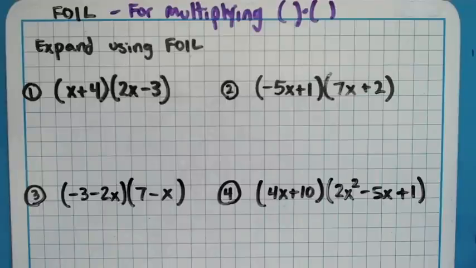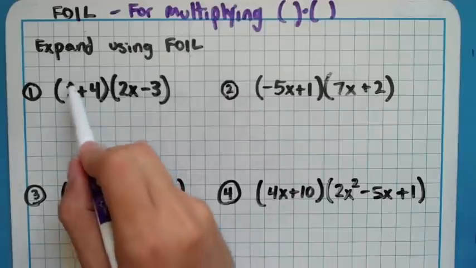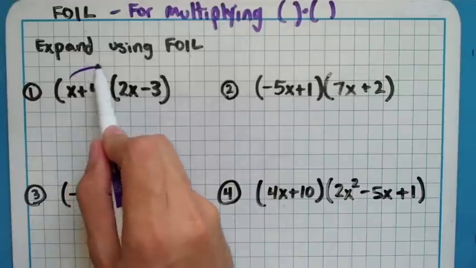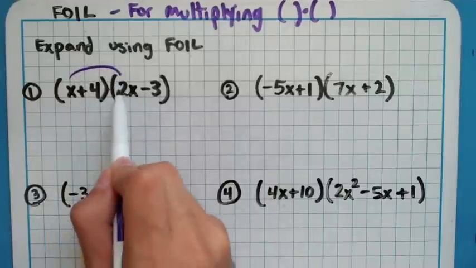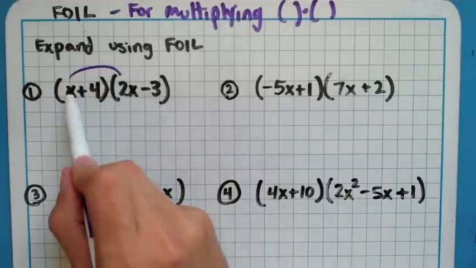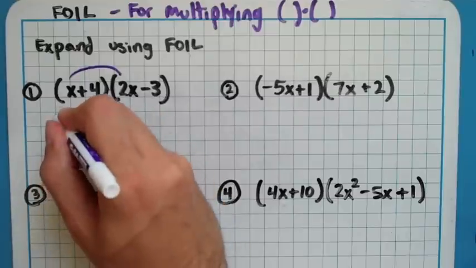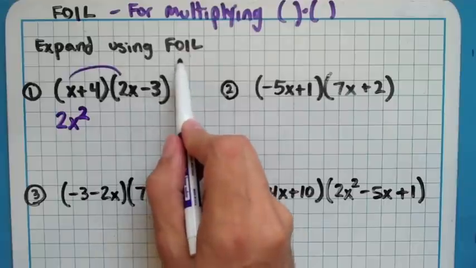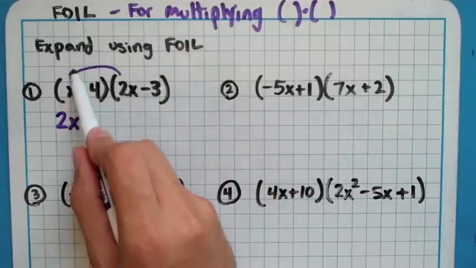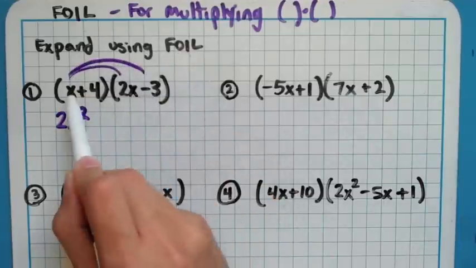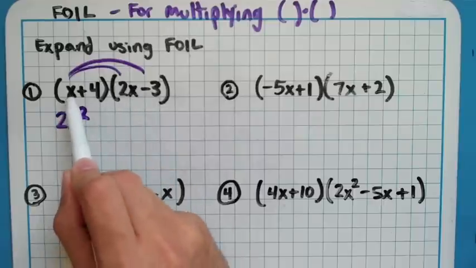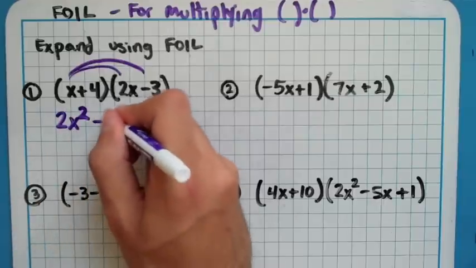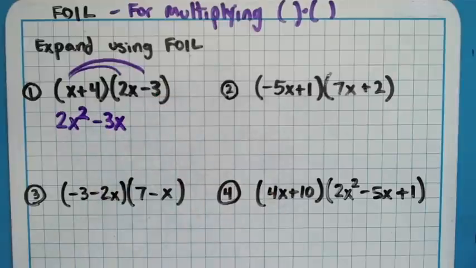FOIL is basically like an expanded version of distributing. It's just distributing with more pieces. I'm going to take the first part on the left, and I'm going to distribute it to the first part on the right. F for first. So I took my first pieces, x times 2x is 2x squared. Now I'm going to take the outer pieces, or the outside pieces. So this is on the outside, as is this guy right here, the x and the minus 3 on the outsides, and I multiply those. X times minus 3 is minus 3x.